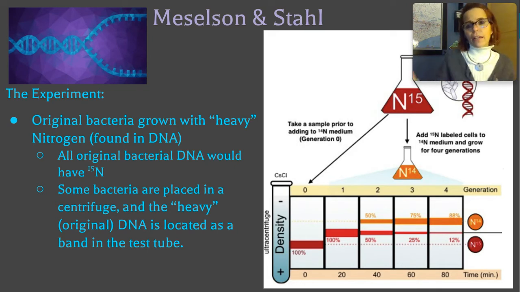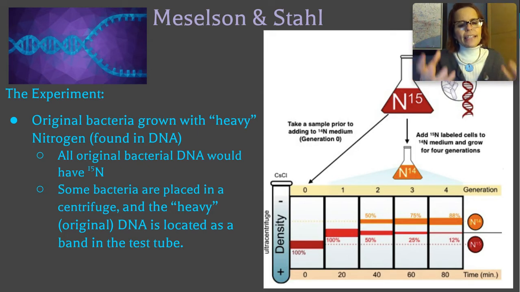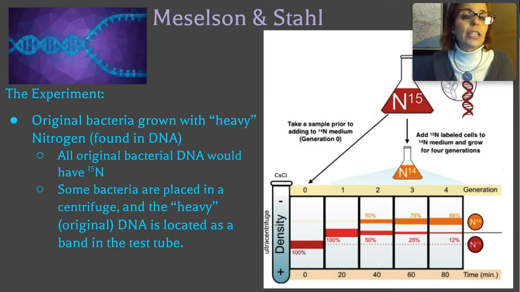Some of the bacteria from this sample here are then placed in a centrifuge. They're blended all up and spun around, and they discover that the DNA is located as a band in the test tube itself. So take a look at this diagram here. The DNA is right here. That's where the DNA landed, and it's got this heavy nitrogen isotope in it. That was before there was any chance for the DNA to replicate itself. So we call this generation 0.